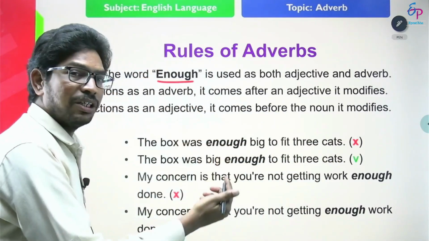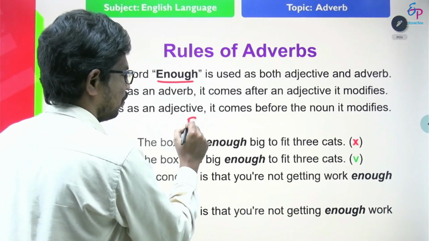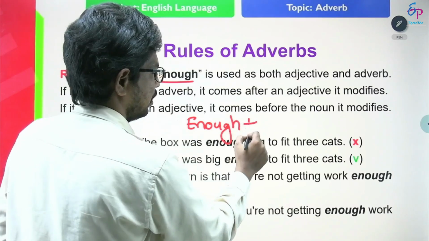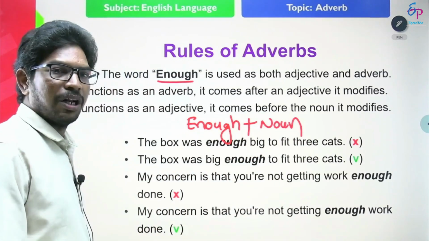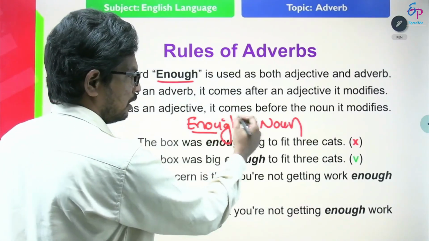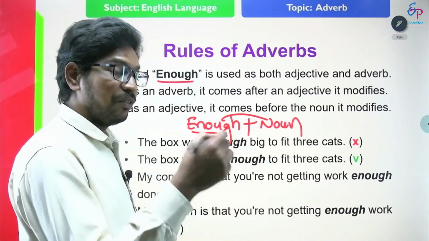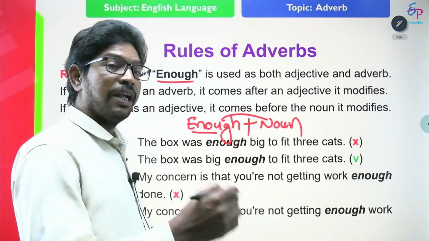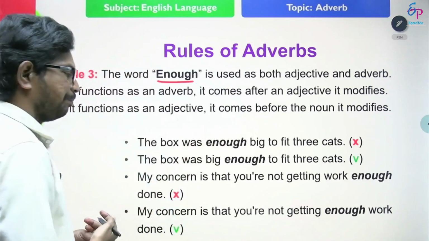When enough is functioning as an adjective, it is always placed before the noun. So when enough is functioning as an adjective, it is placed before the noun; when enough is functioning as an adverb, it is placed after the adjective. Look at the example and find out the error.